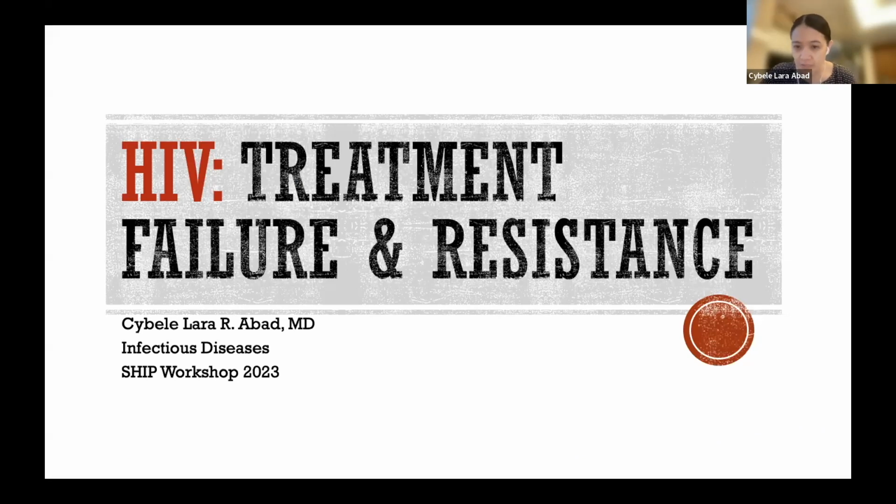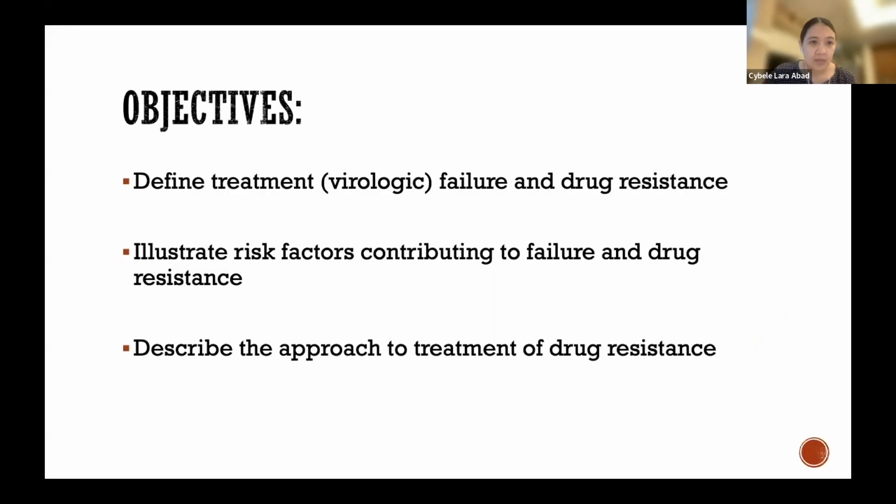Treatment failure and resistance. The objectives, hopefully, that we'll meet after the end of this discussion will be as follows. We'll be able to define the treatment or virologic failure and drug resistance, illustrate the risk factors associated with failure and drug resistance, and describe the approach to treatment or trying to find solutions to drug resistance.